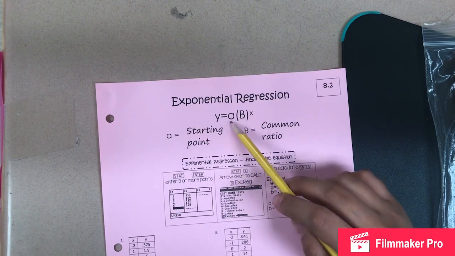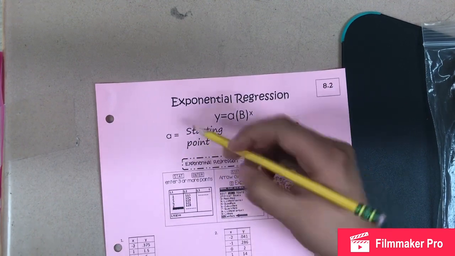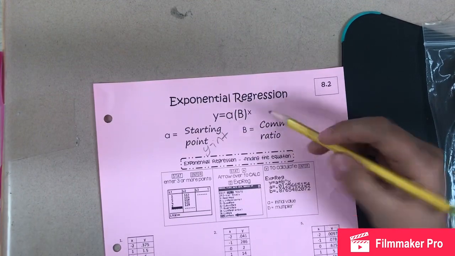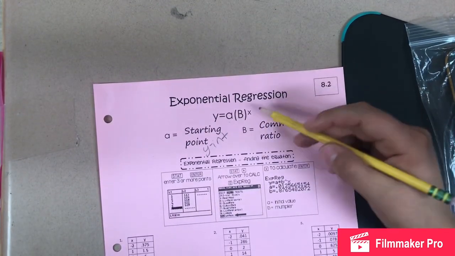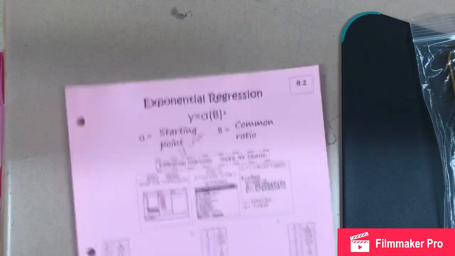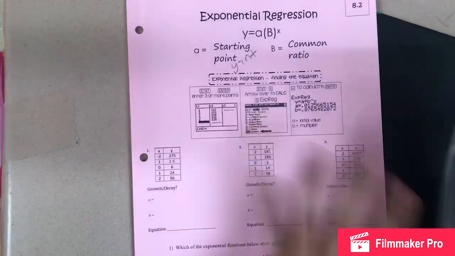x power, where a is your initial value, your starting point, which is also your y-intercept. B is your common ratio, which means what's my rate of change multiplier. So B will be that, and then X will be X. So if I jump right in, here's the calculator steps right here.